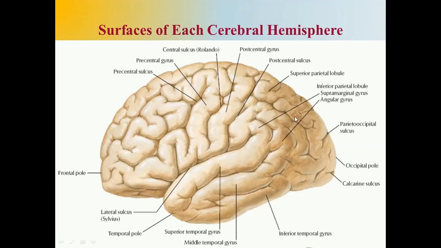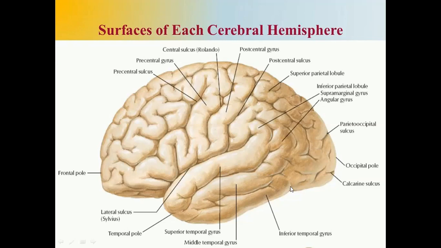Then the sulcus that divides the parietal lobe from the occipital lobe is called the parieto-occipital sulcus. The parieto-occipital sulcus is not very deep and prominent as you see the lateral sulcus, isn't it? So this is the sulcus that separates the parietal lobe from the occipital lobe. So this hind part of the brain, which is very small and posterior, is called the occipital lobe.